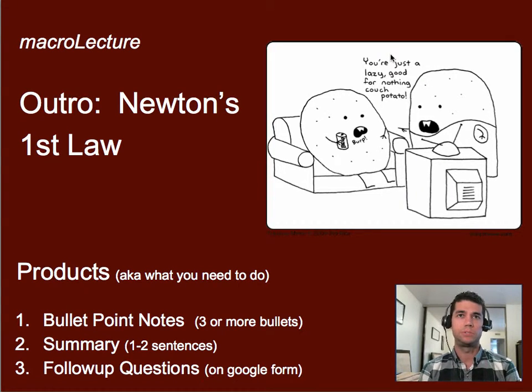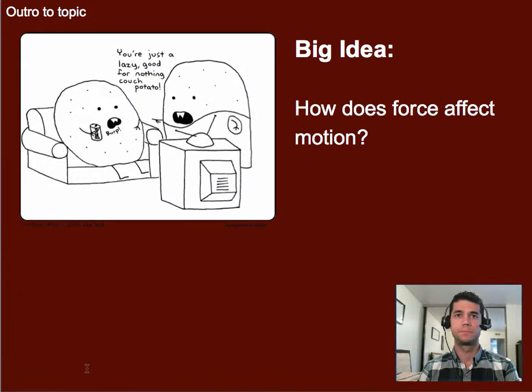This is an outro to Newton's first law, or the collection on Newton's first law. As always, you need 3 or more bullet points worth of notes, a 1 to 2 sentence summary, and your follow-up questions on Google Forms.